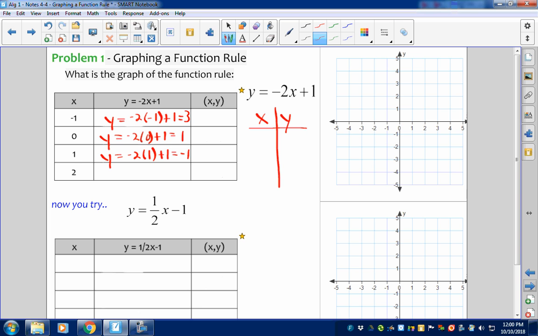Sometimes you'll start to see a pattern. If you know it's linear and you see it's going down by 2 each time, you can skip the arithmetic and just write the next number in the pattern. Okay. So if you know it's linear, as soon as you see that pattern, you can go with it.